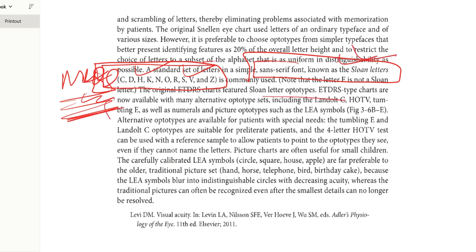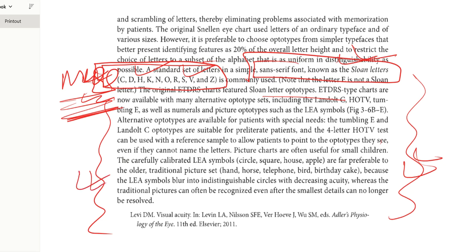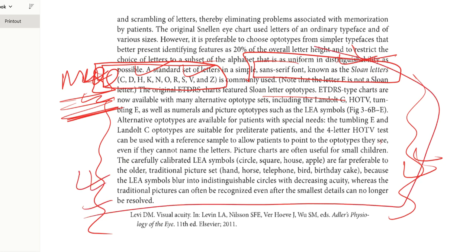ETDRS chart. Please read in detail what are Lea symbols, what is preferred for the children. Each and every line here is very important. Okay.